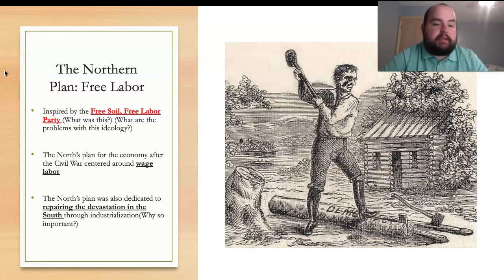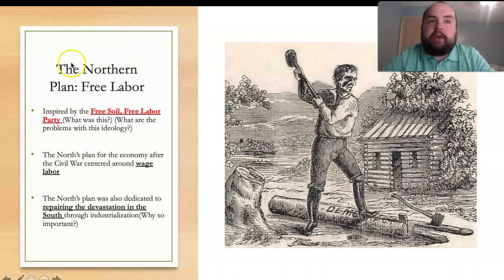Essentially, this party believed that wage labor, or free labor as they called it, was the most superior method of making money and setting up an economy that you could ever have, and it needed to replace slavery because it was a much better economic system than slavery. So on the surface, that sounds very good. They wanted to get rid of slavery. Abraham Lincoln was, like I said, a member of this party. He wanted to get rid of slavery. So it sounds very good.